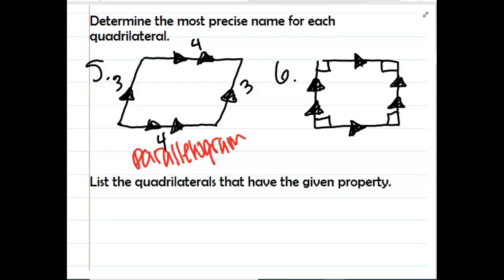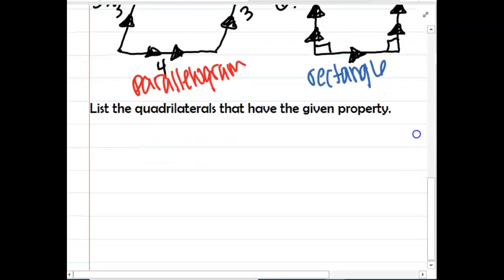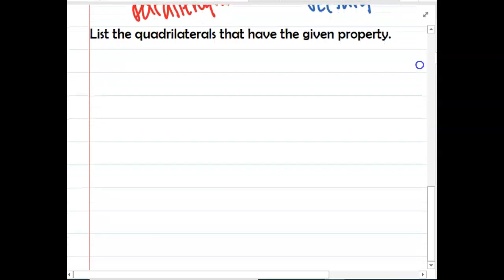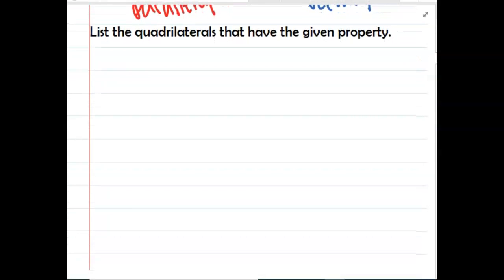What about a rectangle? Remember, a rectangle is a parallelogram. This is a parallelogram with 4 right angles. That's what this is going to be, a rectangle. Okay, and then the last ones, where the earlier ones we were looking for the most precise name, for this one, we are looking for any quadrilateral that fits the description. List the quadrilaterals that have the given properties.